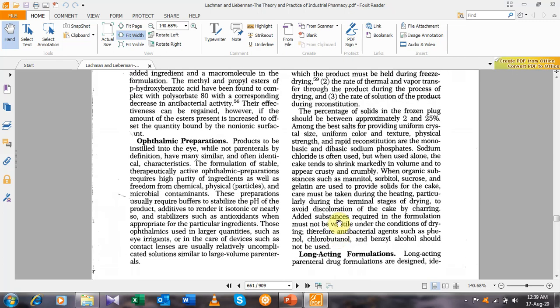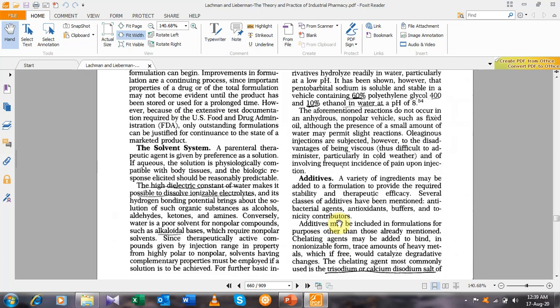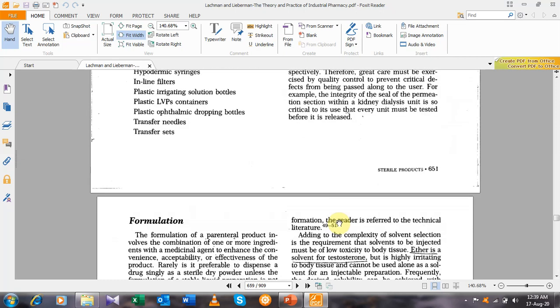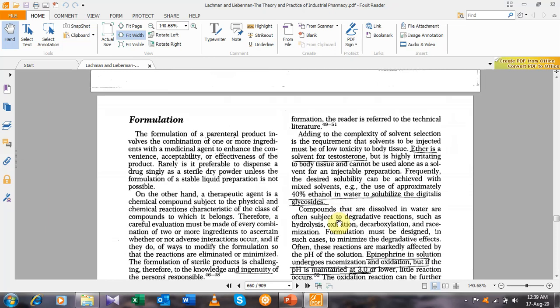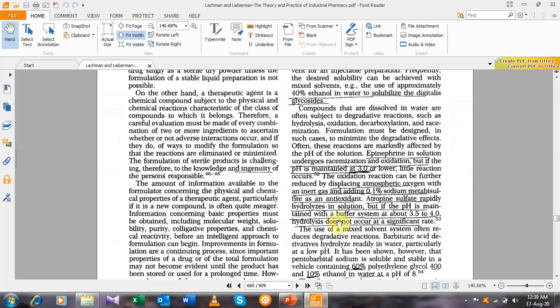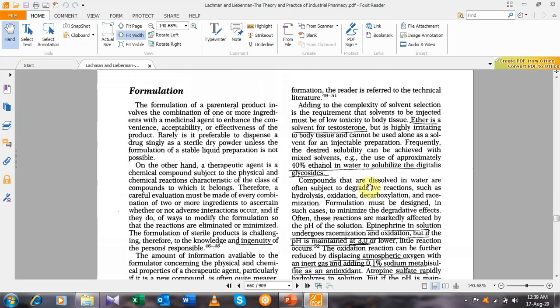It is complexing agent, chelating agent, which is mentioned in the formulation. And you can see the role of pH. A drug solution may undergo hydrolysis or oxidation, but if its pH is maintained, no such reaction occurs. That is the role of the pH. The buffering agents are used in the formulation.